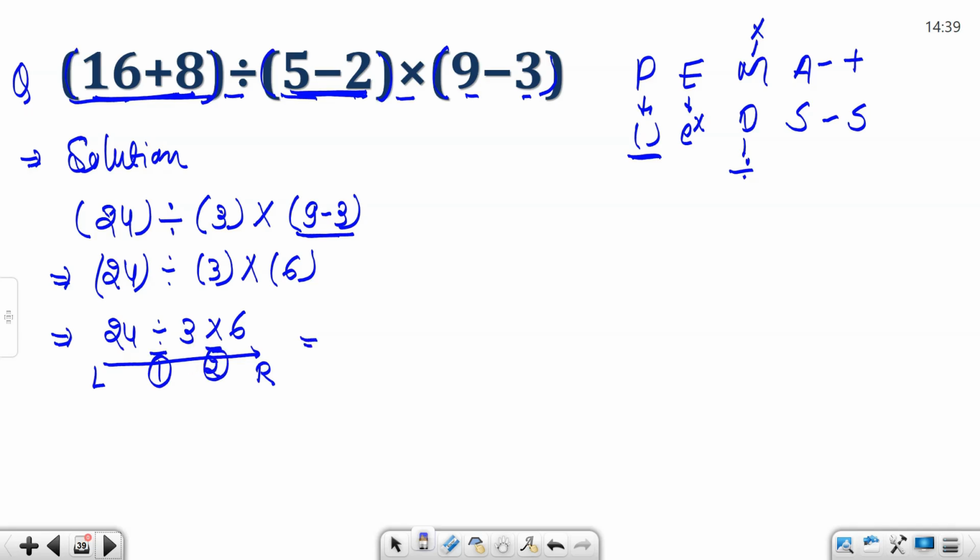So now, 24 divided by 3, multiplied by 6. 24 divided by 3 is 8. Now, 8 times 6 equals 48. This is the right answer.